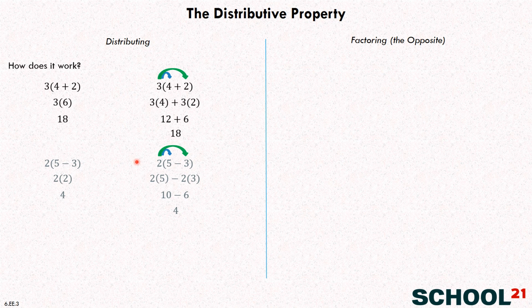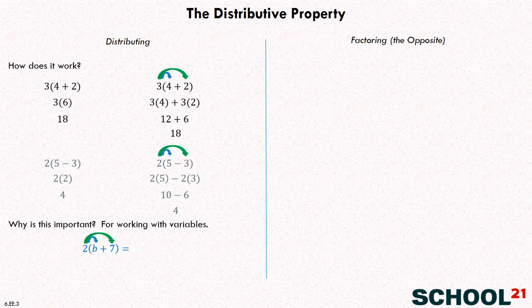Now you might say, that's so silly. Why don't I just do it over here? Why do I have to go to all this distributive property nonsense when I can just use my order of operations? Well, the answer is that sometimes this is important because you'll be working with variables. For instance, let's look at this one. We have 2 times the quantity b plus 7.